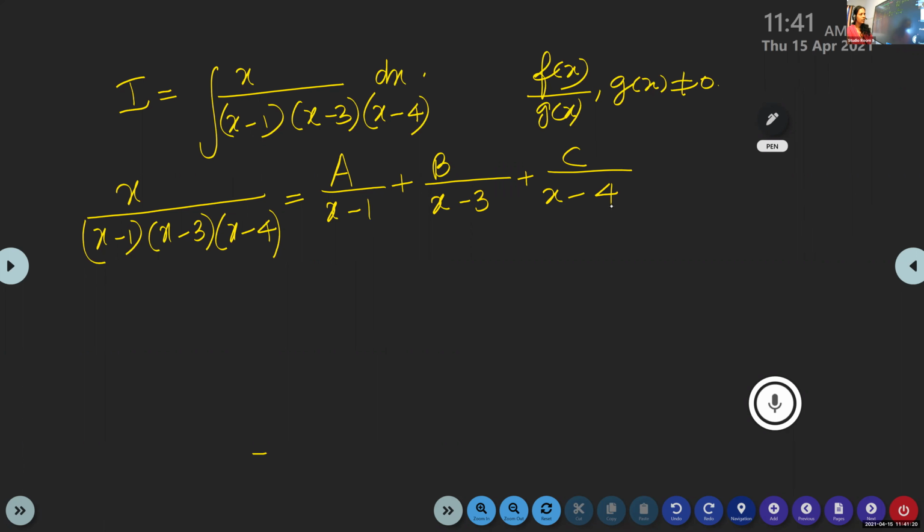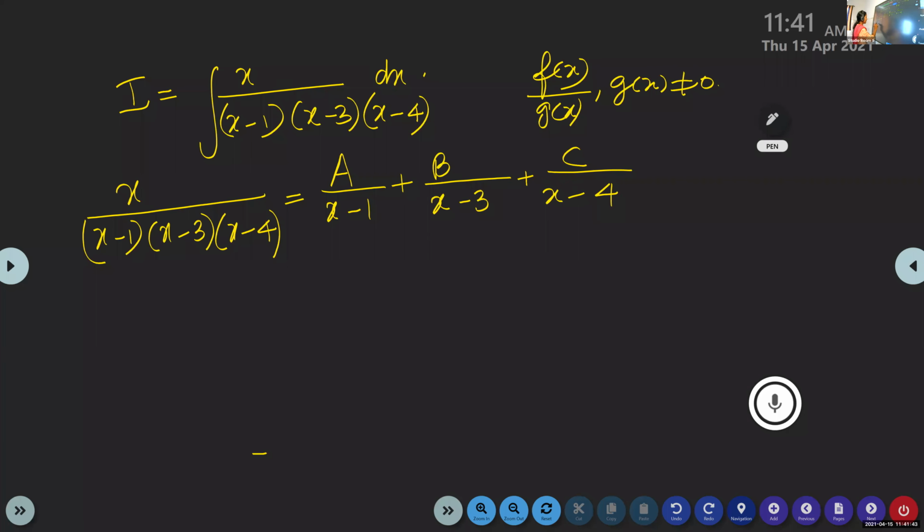Is it clear? Is it okay? Three factors are there, so we are taking three constants, A, B, C. The given rational function we are making into smaller parts: A by the first factor plus B by the second one, and C by the third one. Now these A, B, C are the constants to be found out.